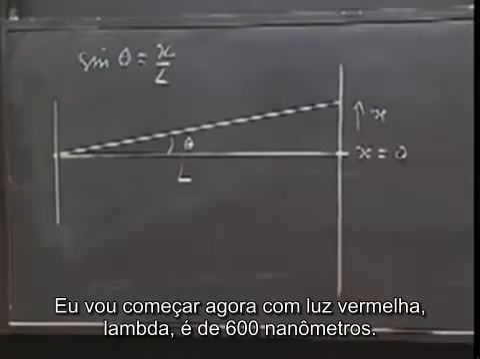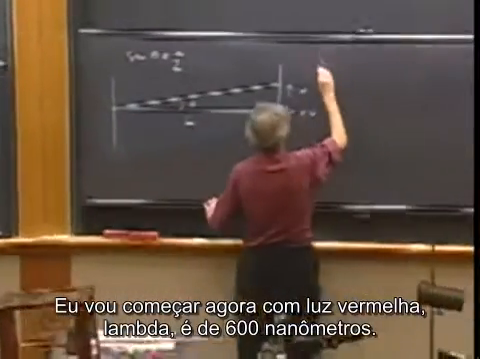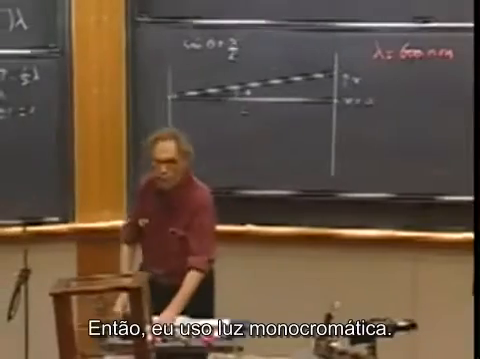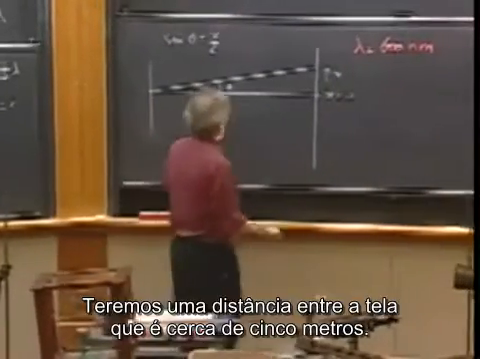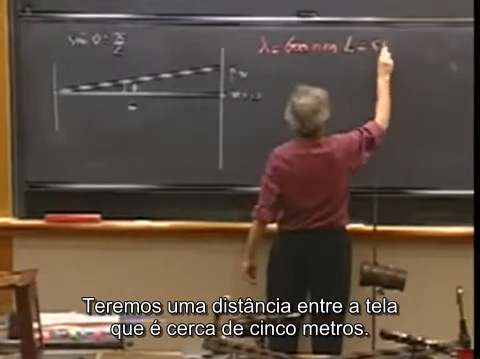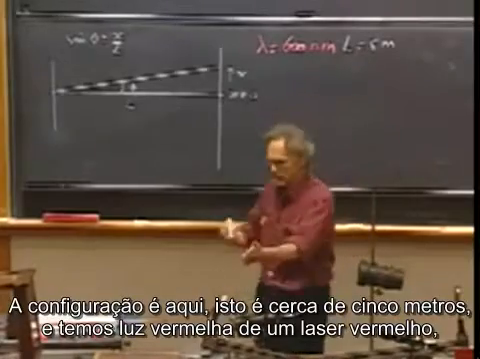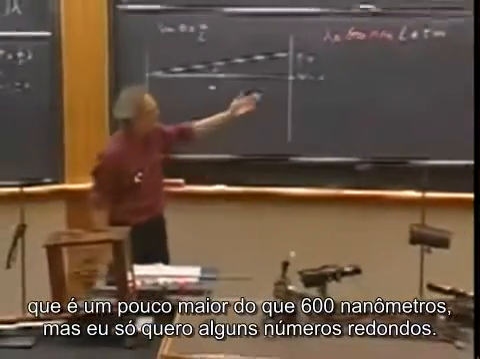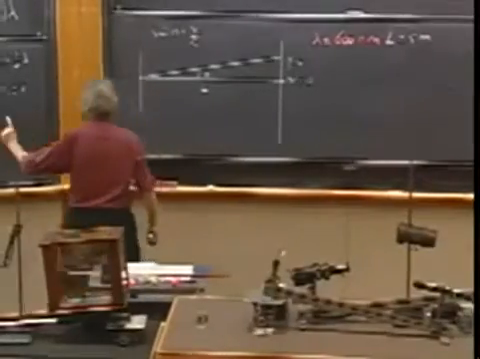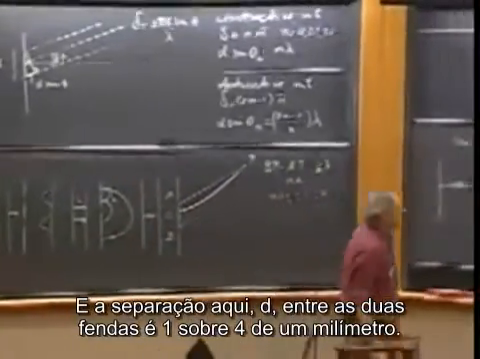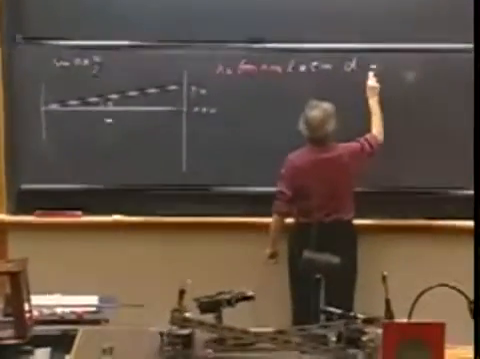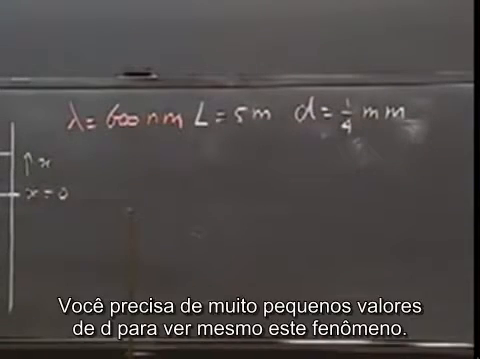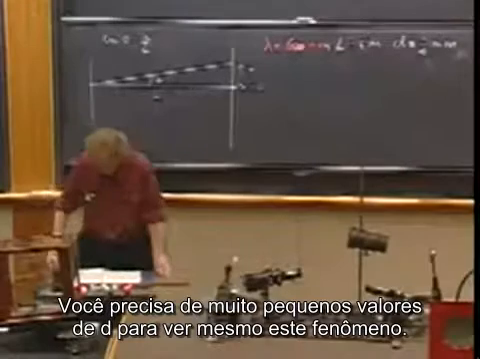So I start now with red light, lambda is 600 nanometers. So that's the light I will use. So I use monochromatic light. And we will have a distance to the screen which is about 5 meters. The setup is here. This is about 5 meters. And we have light from a red laser, which is a little larger than 600 nanometers, but I just want some round numbers. And the separation here, D, between the two slits is 1/4 of a millimeter. Now you may think that that is rather small. Well, you will see that that's what you need. You need very small values of D to even see this phenomenon.